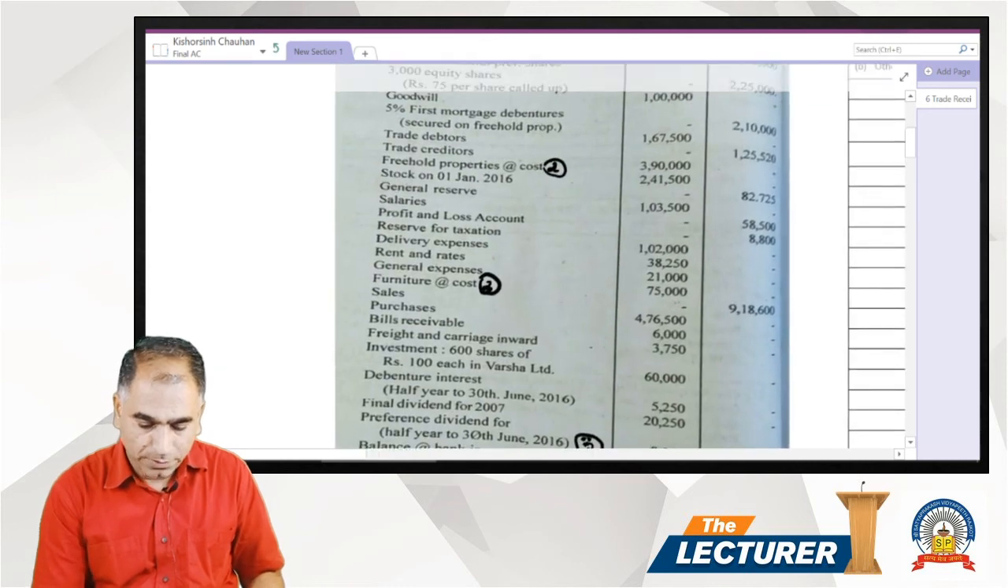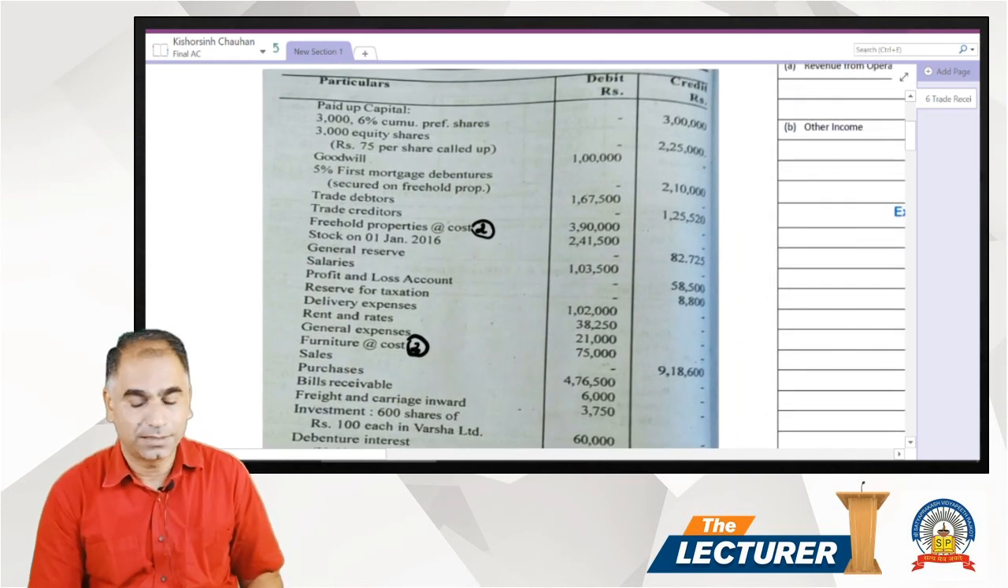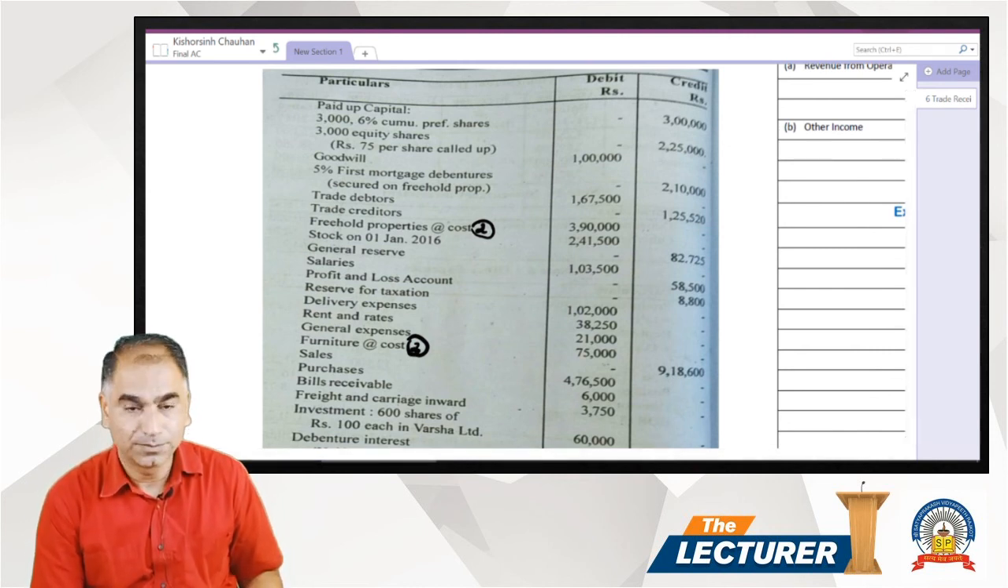We have been given the various items of the trial balance, and in our financial statements we have to consider them.